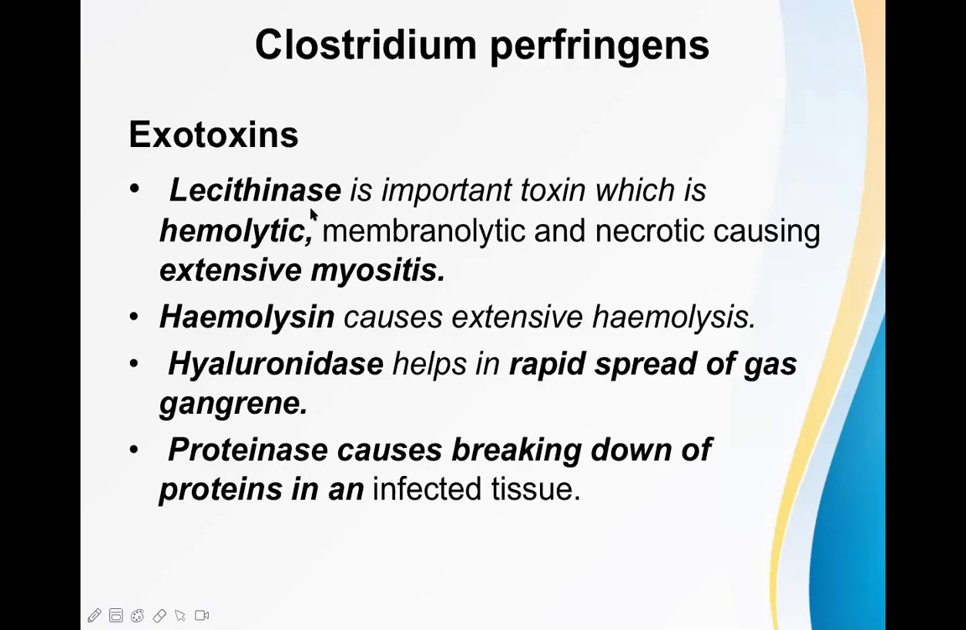One of the important is lecithinase, we already talked about. This is a very important toxin which is hemolytic, membranolytic, and necrotic. It can cause extensive myositis and damage of the muscle. So it is hemolytic, means it can break the RBC. Membranolytic, it can break the cell membrane of different cells, and it can also damage muscles. Hemolysin is a separate type of toxin, which can cause extensive hemolysis.